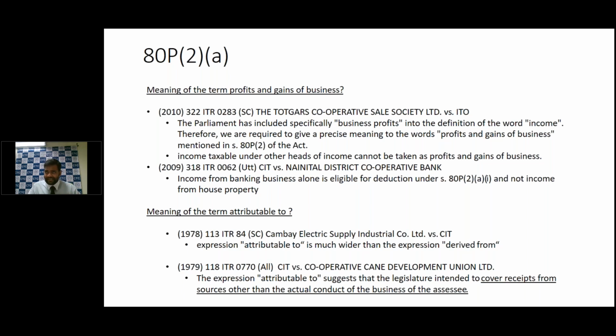Now, interest which I earn from lending in respect of the banking activities is the income which I derived from banking business. However, there might be several incidental and ancillary income which is not directly connected to my banking business, but which is attributable to the banking business. Like there might be locker rent, or there might be commission for underwriting of shares, etc. So this is not something which is directly falling under the definition of the term banking business, but it is something which is incidental and ancillary to the banking business, and therefore it shall get covered by the term attributable to, and therefore will qualify for deduction under section 80P2A.